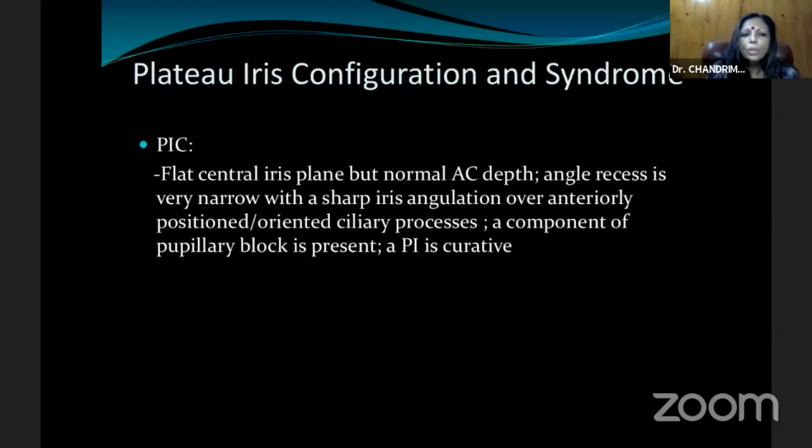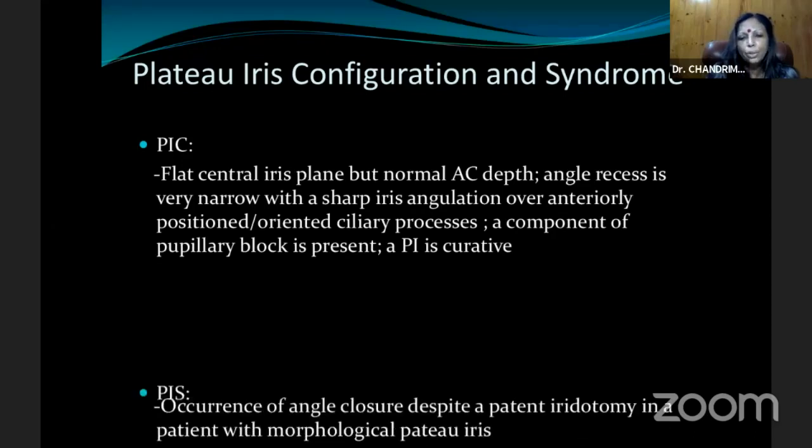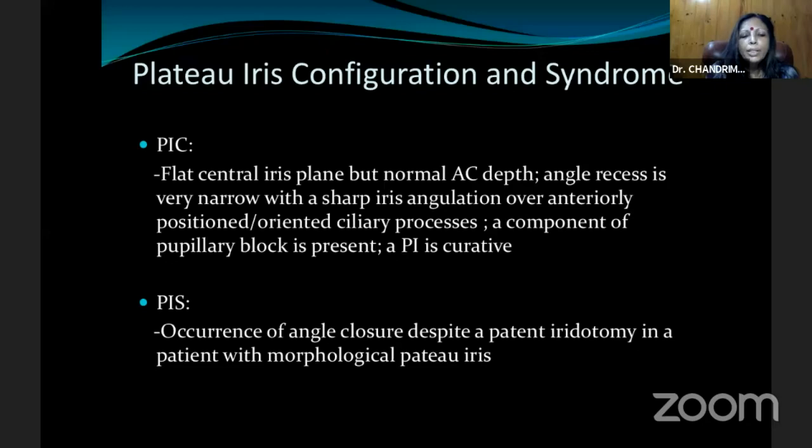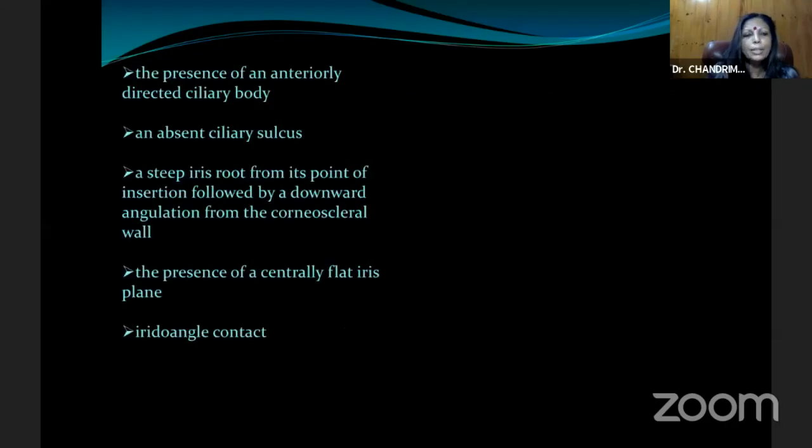Here we need to distinguish between the plateau iris configuration and syndrome. The plateau iris configuration has a flat central iris plane but normal AC depth. The angle recess is very narrow with a sharp iris angulation over anteriorly positioned or oriented ciliary processes. A component of pupillary block is present and a peripheral iridotomy is curative. In plateau iris syndrome, angle closure occurs despite a patent iridotomy in a patient with morphological plateau iris.